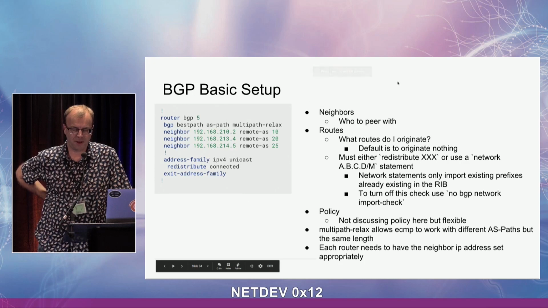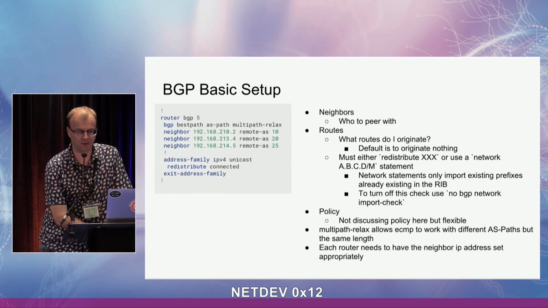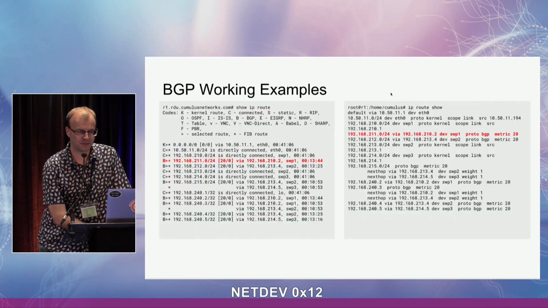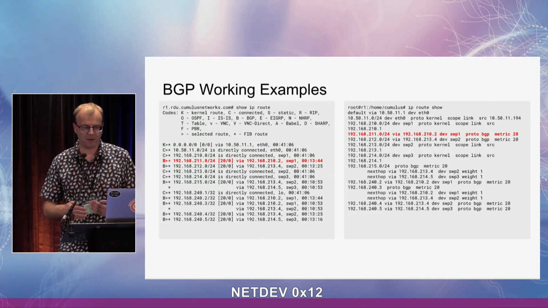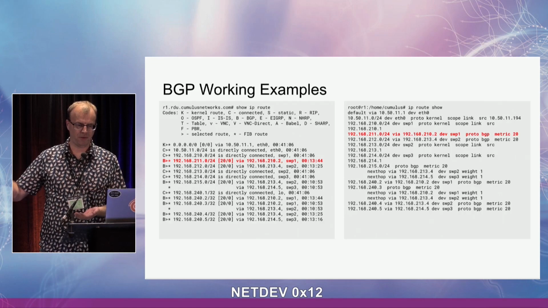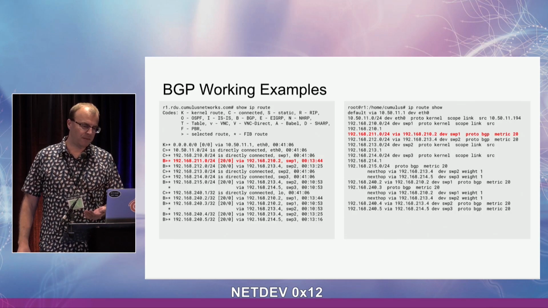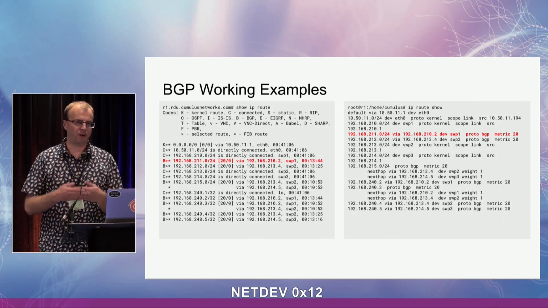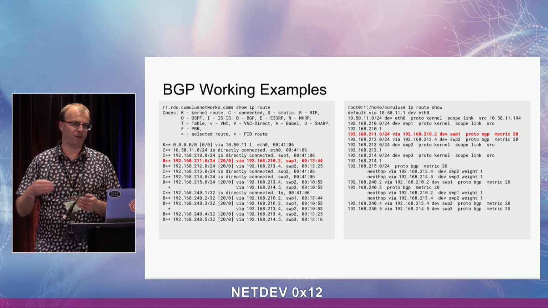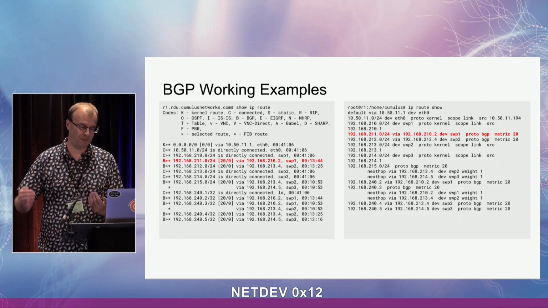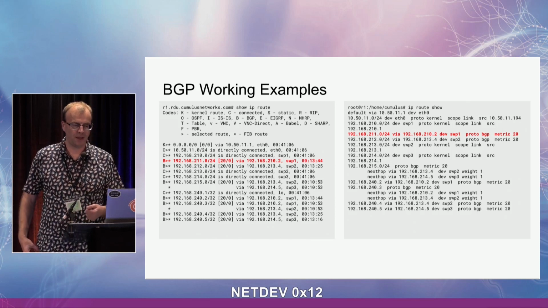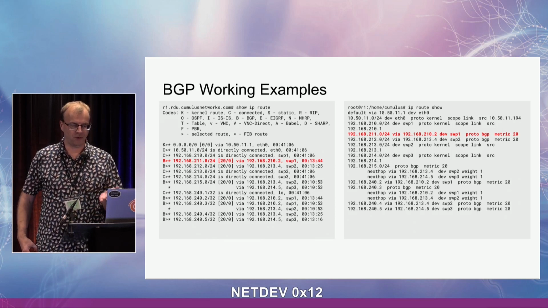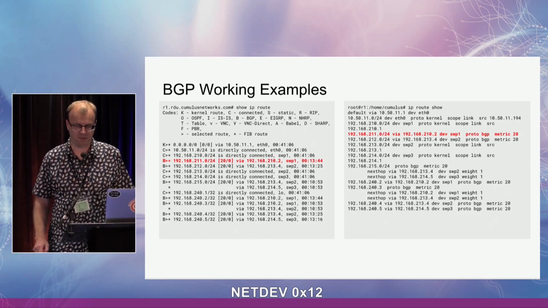And each router needs to have the neighbor IP address set for it to work properly. I didn't show all the different setups for R1 to R2 to R3 to R4 to R5, but it's basically effectively the same. You have to create a neighbor statement, and you have to specify the autonomous system of the neighbor. After you've done that, you do a show IP route, and you can see that we have a whole bunch of BGP routes.